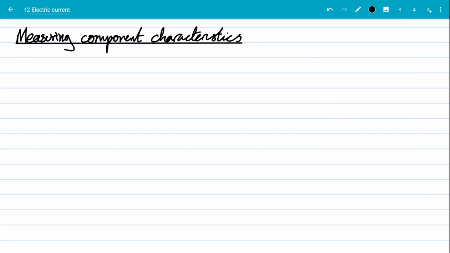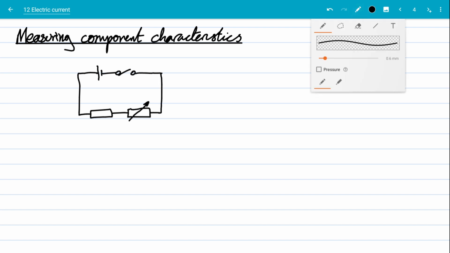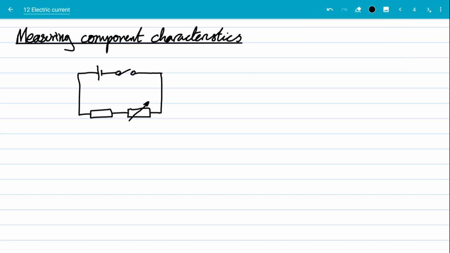So let's start by building a simple circuit, a very simple circuit, with a power supply and some component, which I'm going to just draw as a resistor. It doesn't really matter. And I'm going to put a variable resistor in the circuit as well, like this. And I'm actually going to include a switch for reasons that I'll explain in a second. Now that circuit, if we switched it on, current would pass through the variable resistor and through the fixed resistor.